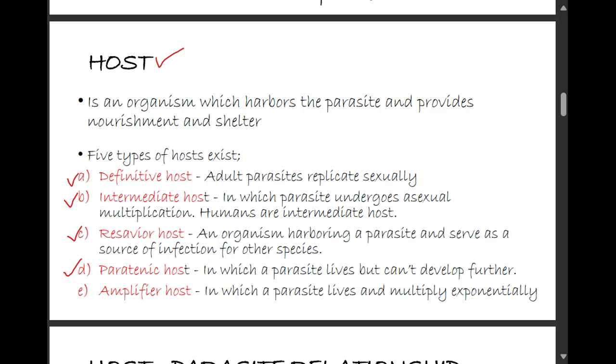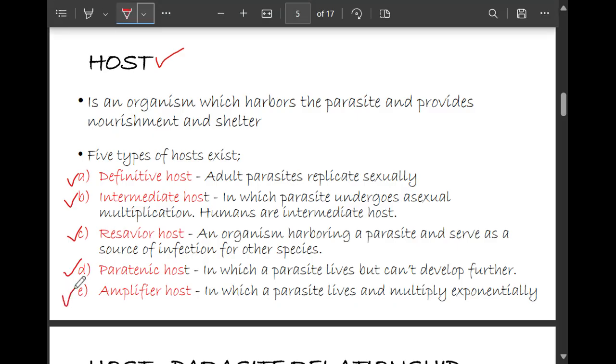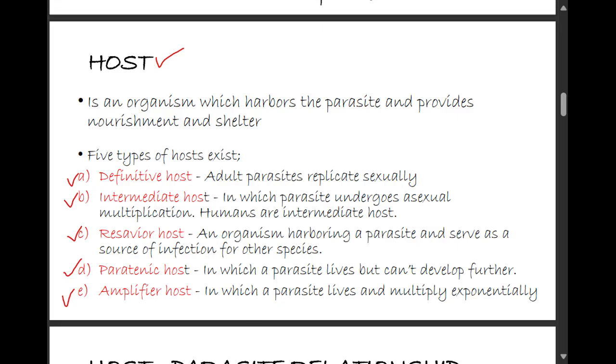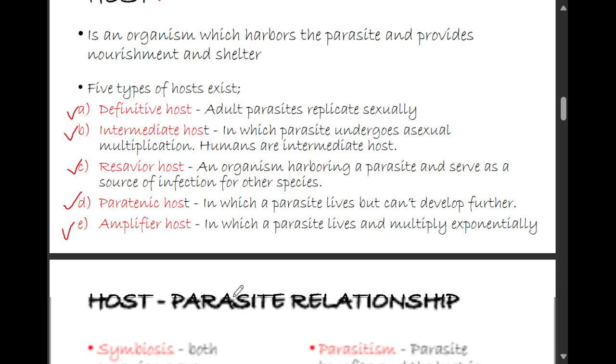Then lastly, but not the least, we have what we call the amplifier host. The amplifier host is a host in which the parasite lives and tends to multiply exponentially. It amplifies the multiplication of the parasites exponentially. Hopefully we are together up to this far.